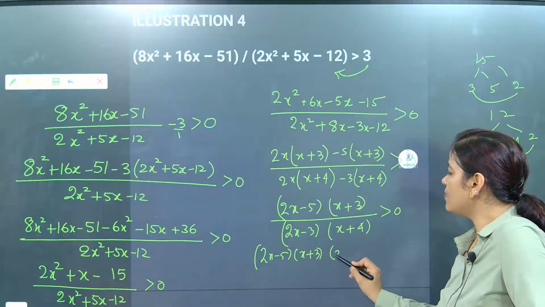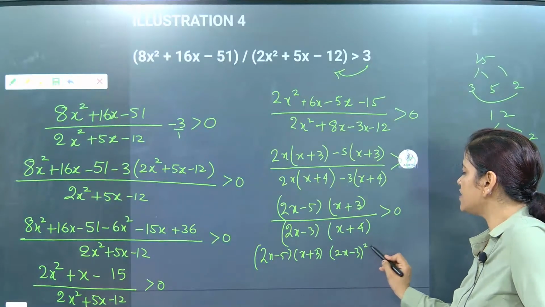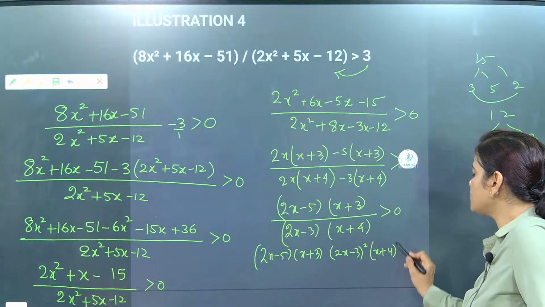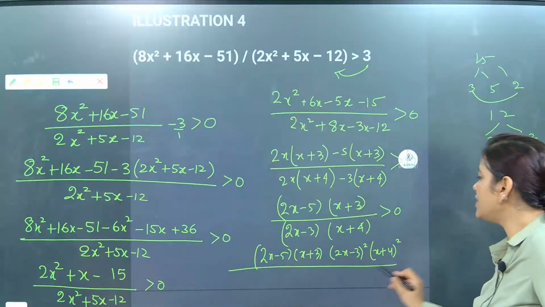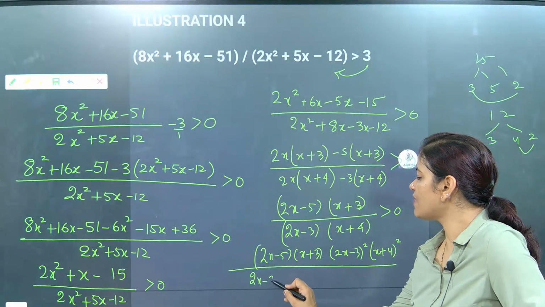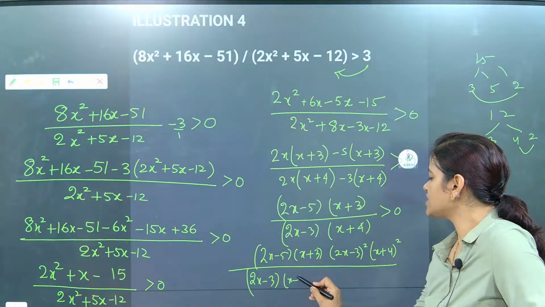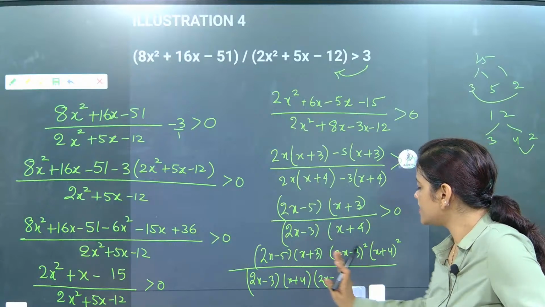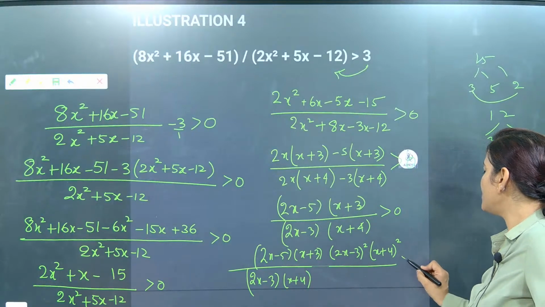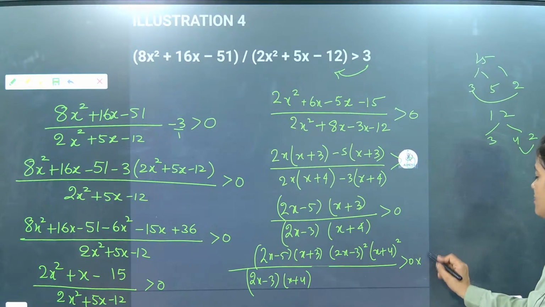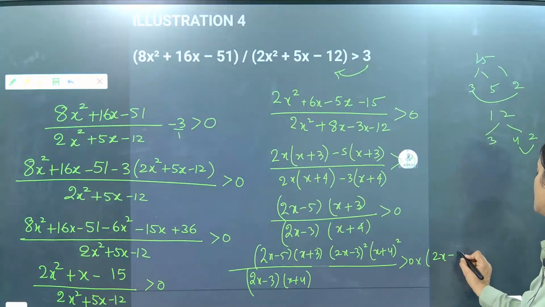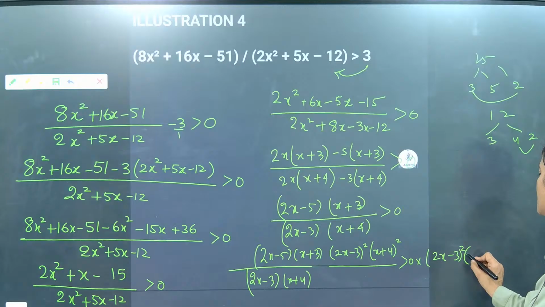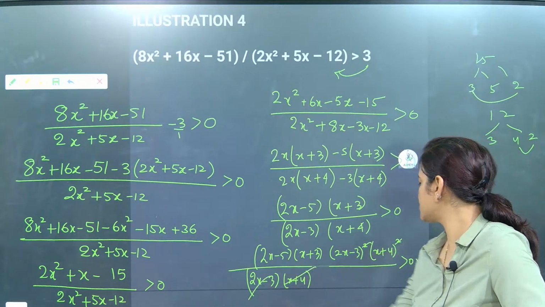Now what are we going to multiply, beta? (2x minus 3) whole square and (x plus 4) whole square. The denominator part is (2x minus 3)(x plus 4). Here we have implemented the square on both sides, so that we get (2x minus 3) whole square and (x plus 4) whole square. So now this and this got cancelled.